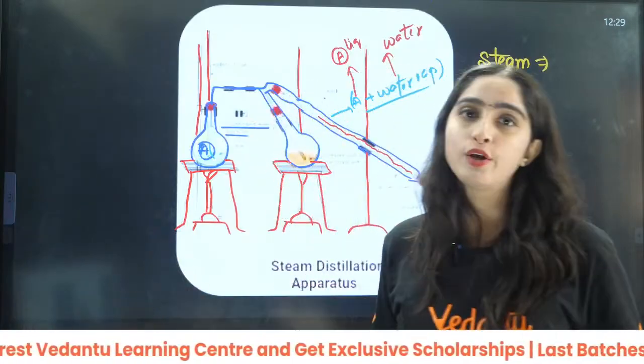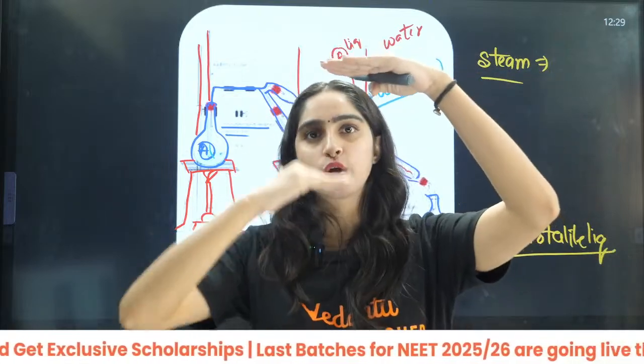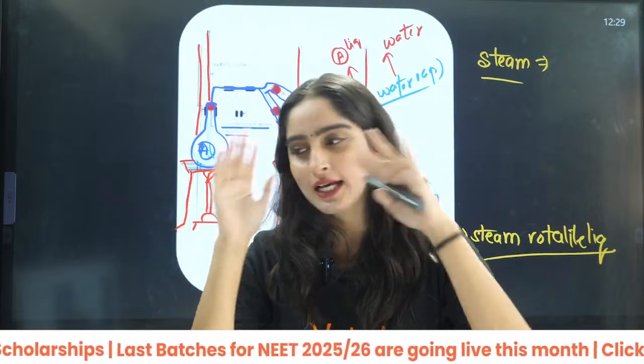Last one is your steam distillation, when one is a steam volatile compound. Now your teacher is going to help you in achieving that target, right?